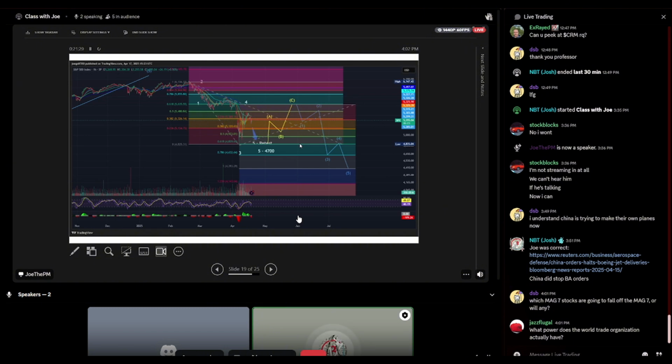DSBS asked which Mag 7 stocks are going to fall off the Mag 7, or will any fall off? Well, I think it's just a name. It used to be the Magnificent Five or whatever. The companies I think are going to be most impacted by this are Apple, and Apple for sure is going to be by far and away the worst.